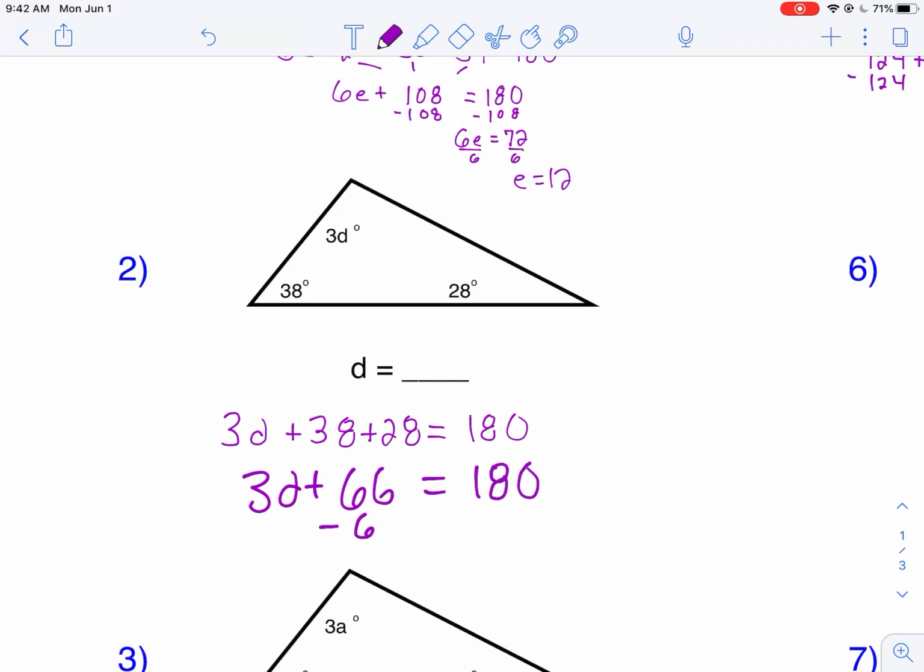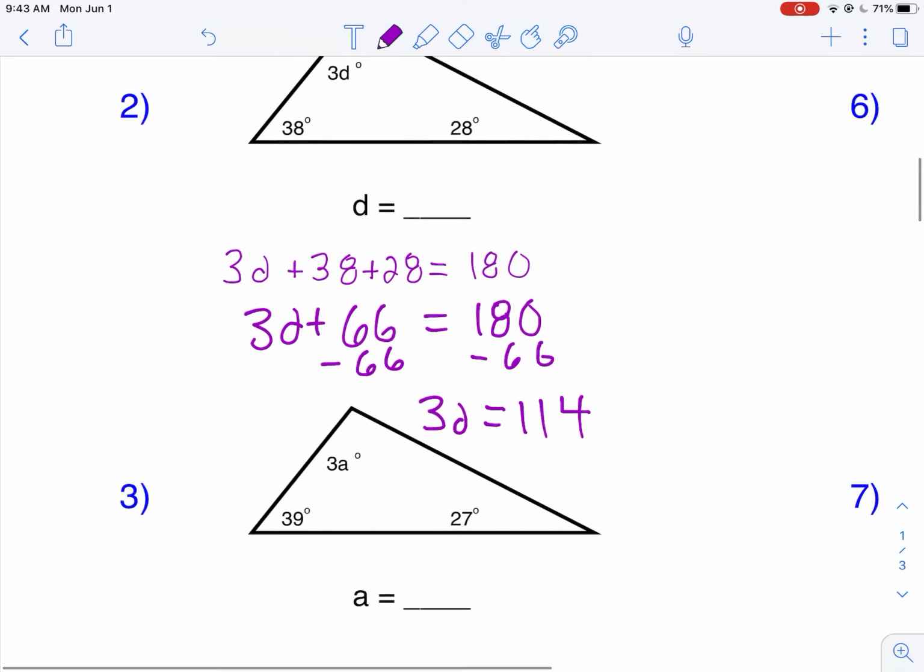I'm going to subtract 66 on each side. That gives me 3d equals, let's see, I got 114. Divide each side by 3. And here's a trick. I know 114 is divisible by 3 because if I add the digits 1, 1, and 4, they equal 6. And 6 is divisible by 3. So I know that this whole problem is going to be divisible by 3. So when I divide it out, I get an answer of 38. d equals 38.